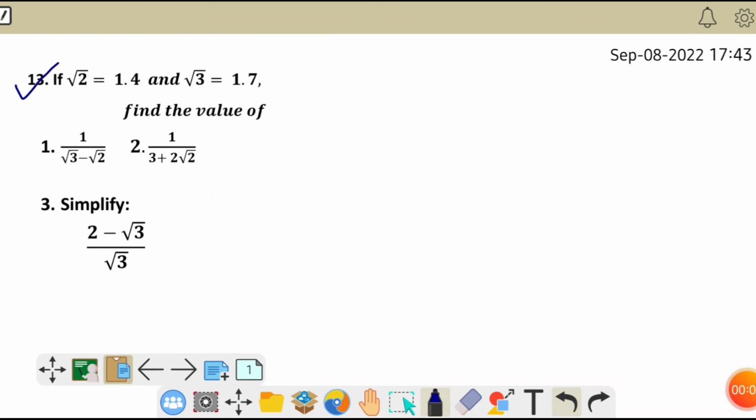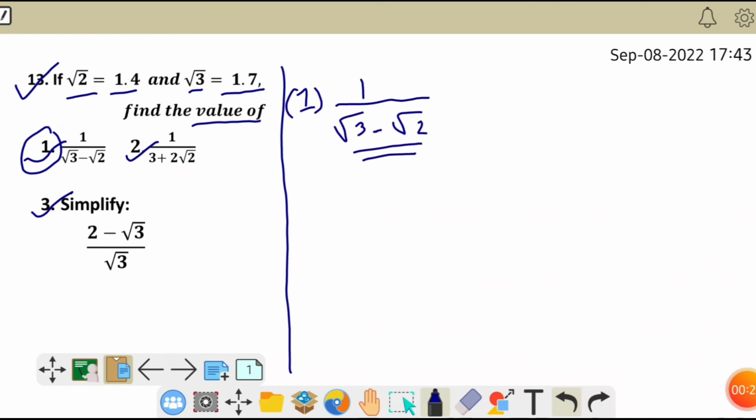Now let's go to question number 13. If root 2 equals 1.4, root 3 equals 1.7, find the value of question number 1, 2, and 3. So we have to solve using this value. In question number 1, we have to rationalize the denominator by taking the positive sign. So root 3 plus root 2 upon root 3 plus root 2.